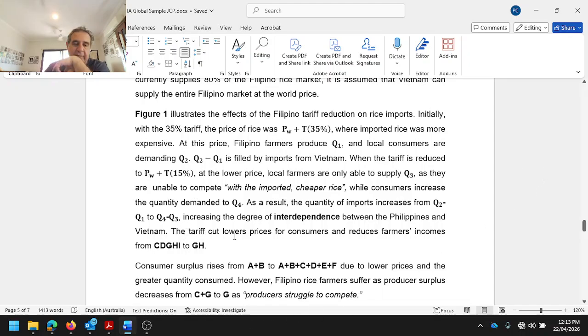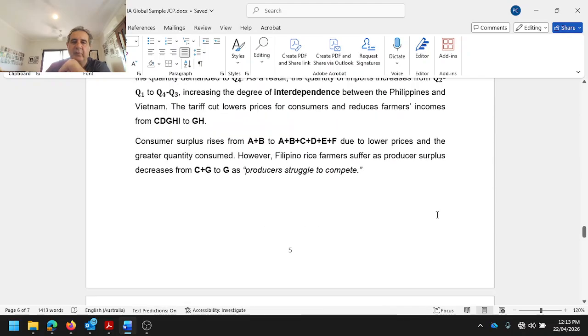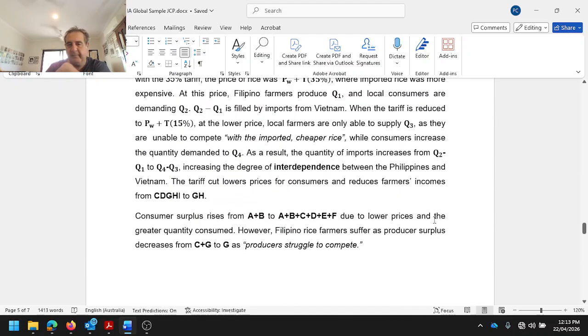He's also made the point here that the tariff will lower prices for consumers and also reduce farmers' incomes by that amount. So he's doing a little bit of basic welfare analysis there. So that's why he's put in CDGHI. So if we go down there, looking at farmers' incomes, before they got CDIHG, but after the removal of the tariff, the local farmers only get to keep G and H. So it's just doing some basic welfare analysis there, which is some evaluation.